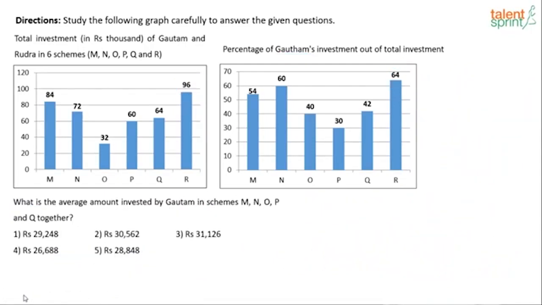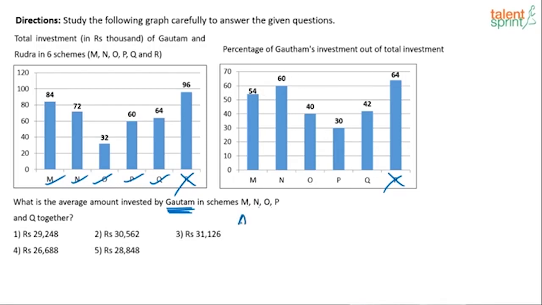Here's the next one. What is the average amount invested by Gautam in the schemes M, N, O, P and Q together? You have to forget about R. Gautam's investment is given in the same percentages. How do you find the average? Total investment divided by the number of types of investment. But since there are different percentages, you have to do all the calculations individually, right?